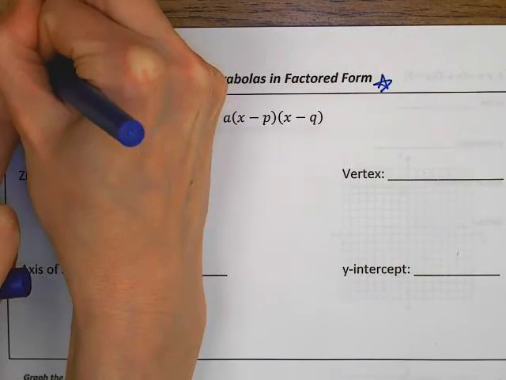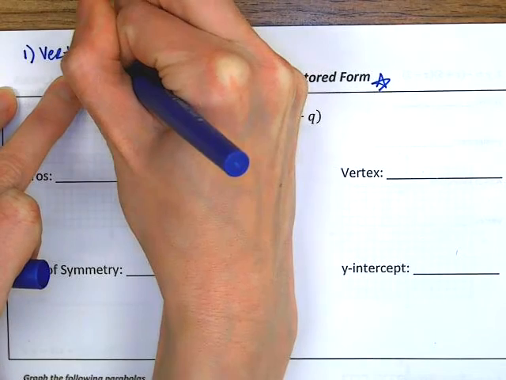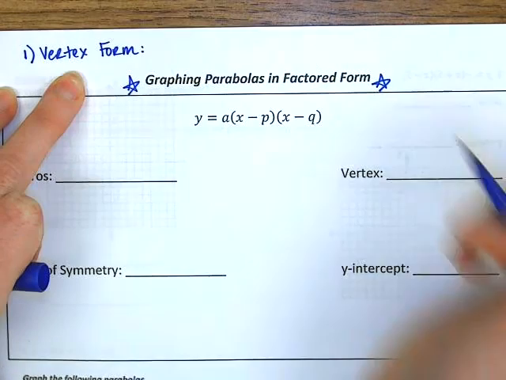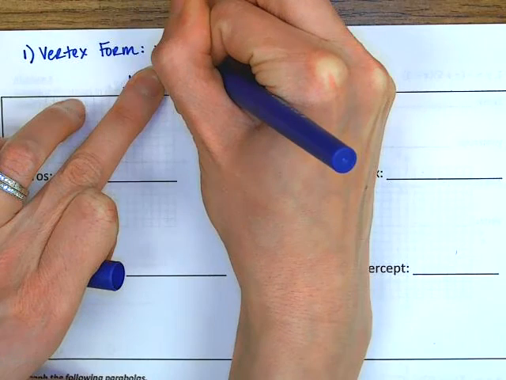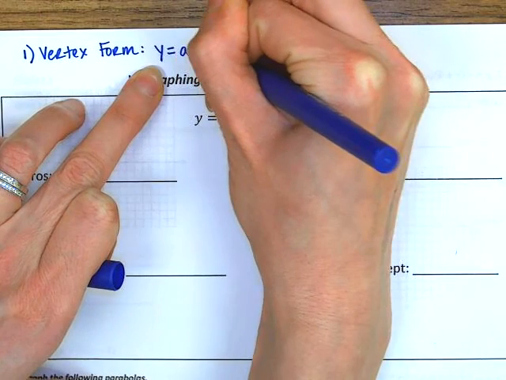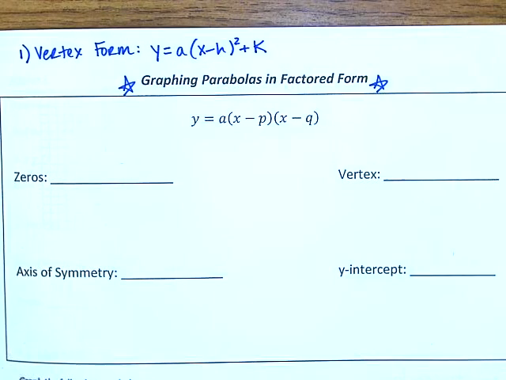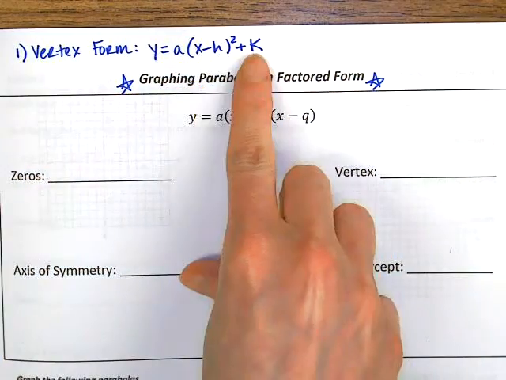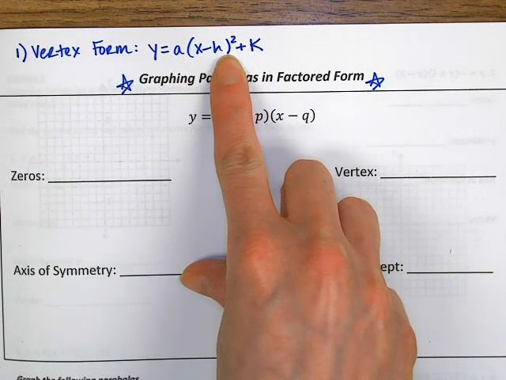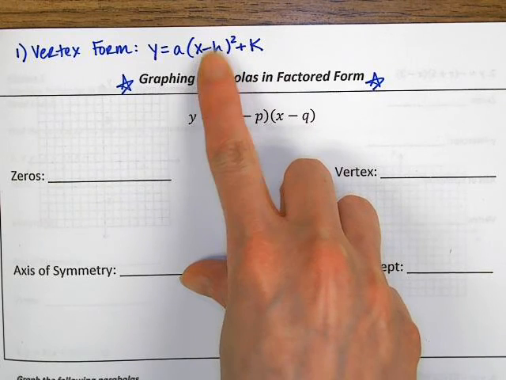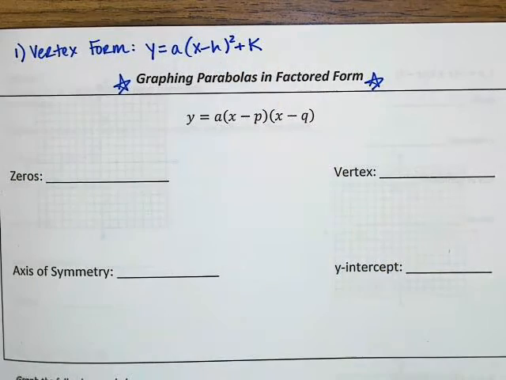So the first type we learned was graphing in vertex form. And remember, graphing in vertex form, it looked like y equals a times (x minus h) squared plus k. And then remember, the h and the k gave us a vertex. And then we plugged in 0 for x to get the y-intercept, and you got stuff from that.